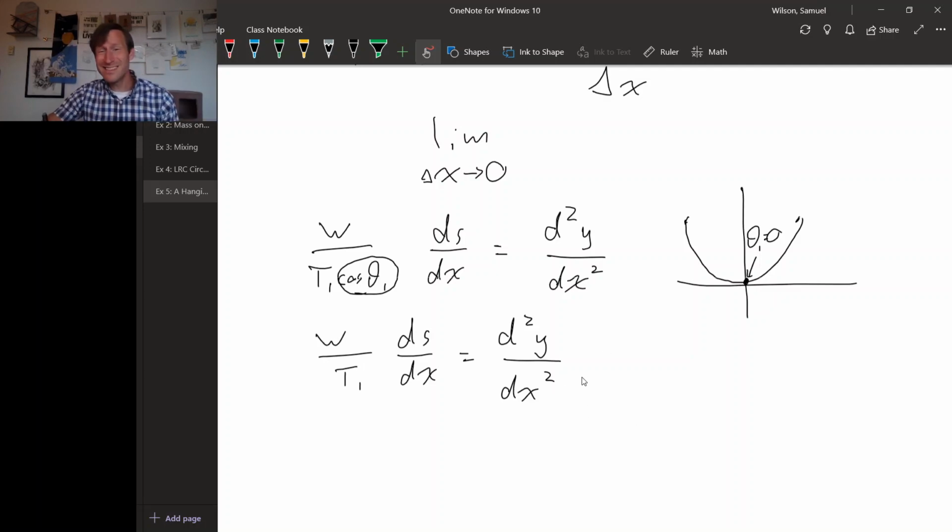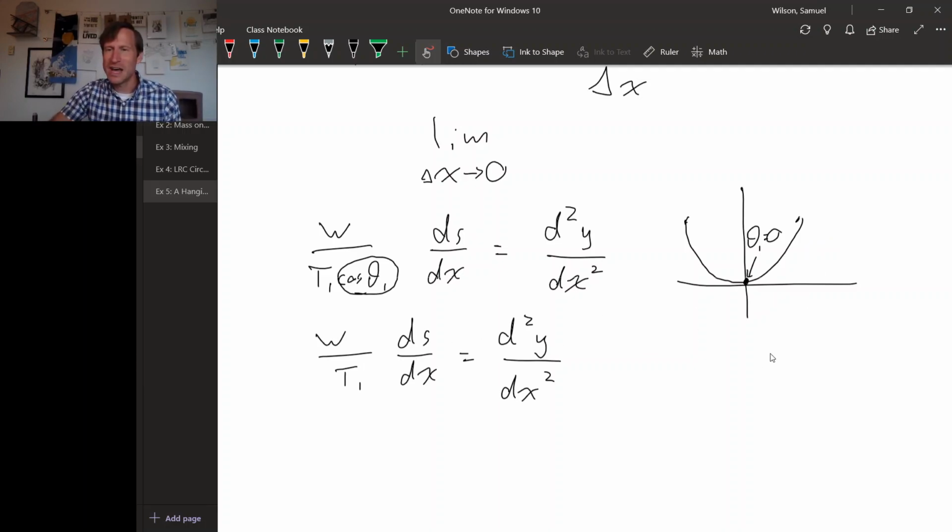Okay, now this is a differential equation, but this differential equation has two unknown functions, y and s. And that's a problem, right? We'd like to have only one unknown function, since we have only one equation. And y and s actually aren't independent. They're related because the shape of this graph, which is y, also determines how long it is, but that's s. So we should be able to write s in terms of y.